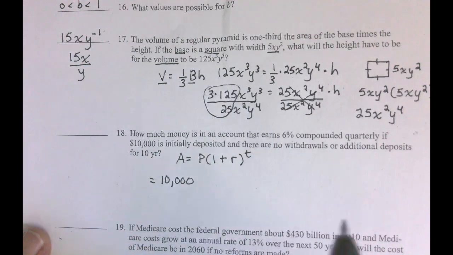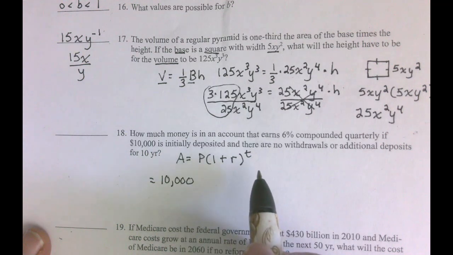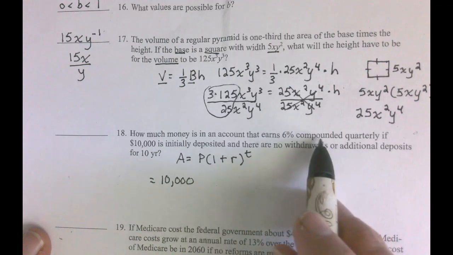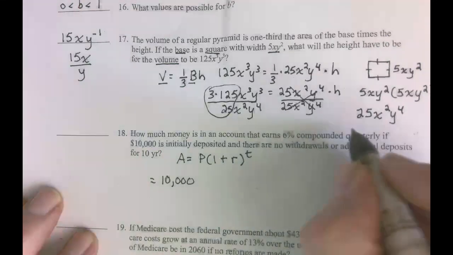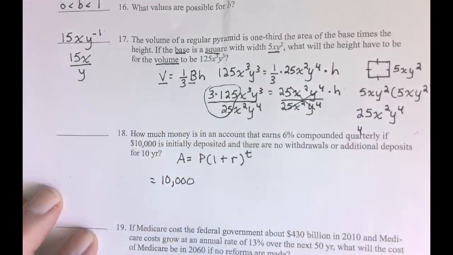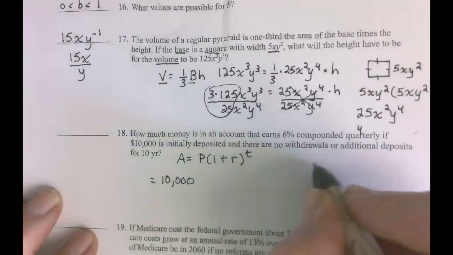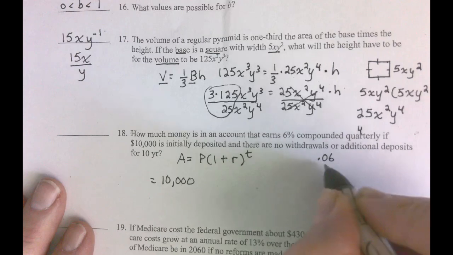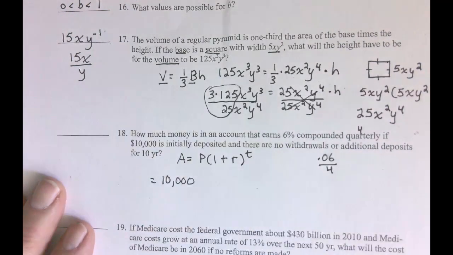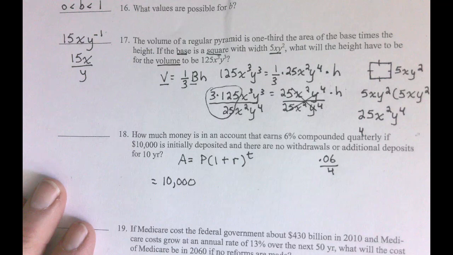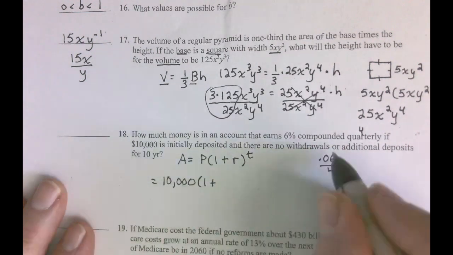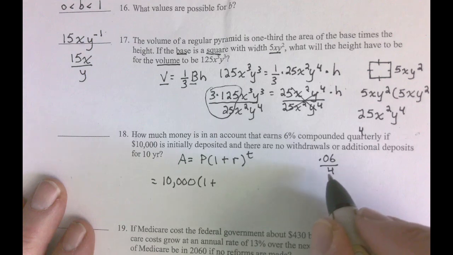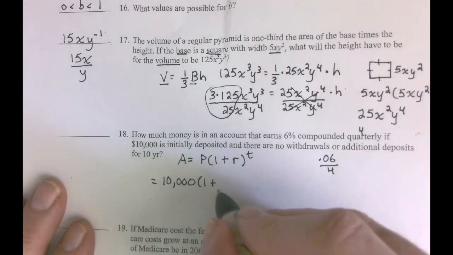So we have to be careful here because they told us that it's compounded quarterly. All right. Quarterly means 4. So we'll have to do a little bit of adjustment to the rate there. The rate is 0.06 divided by 4 because it's going to be compounded quarterly, right? So that's actually going to equal, if you divide it out, 0.06 divided by 4, it's going to equal 0.015.